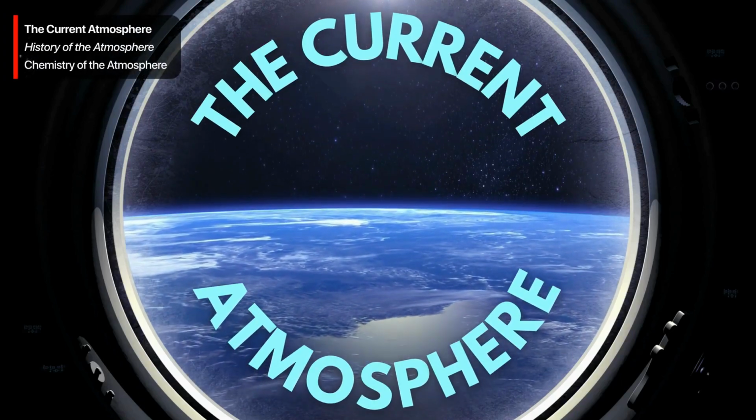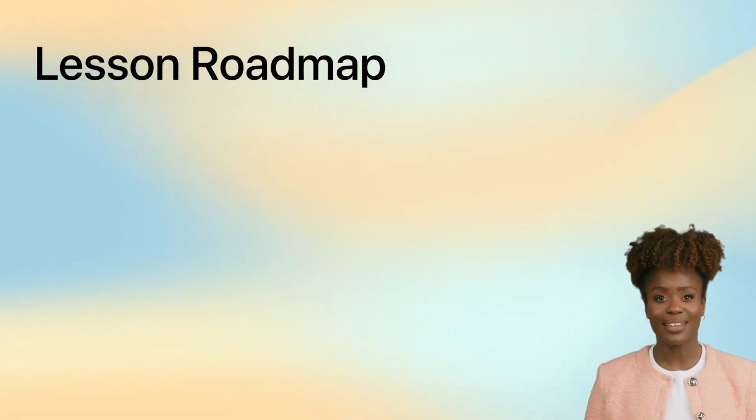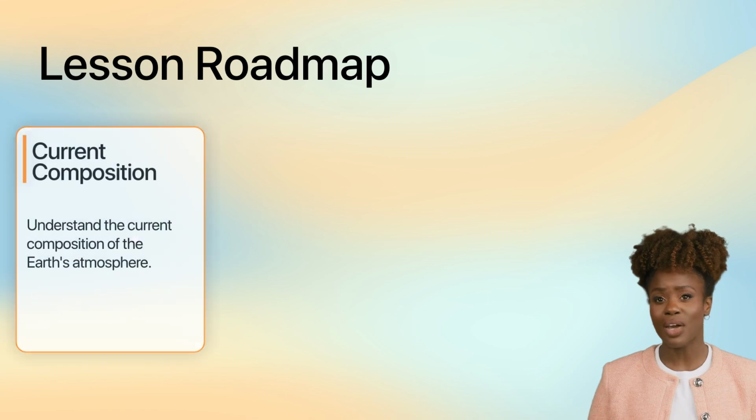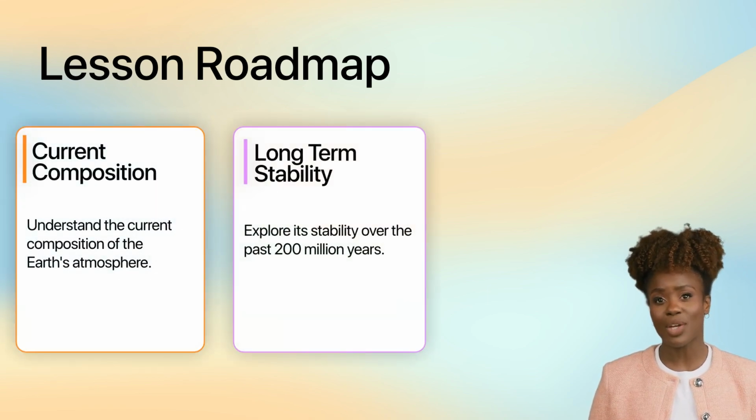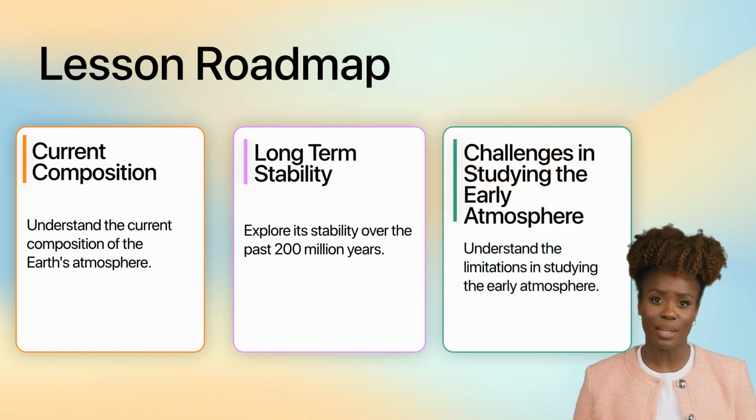Hello, and welcome to this lesson on the current atmosphere. In today's lesson, we will understand the current composition of the Earth's atmosphere. We will then explore its stability over the past 200 million years. Finally, we will understand the limitations in studying the early atmosphere.